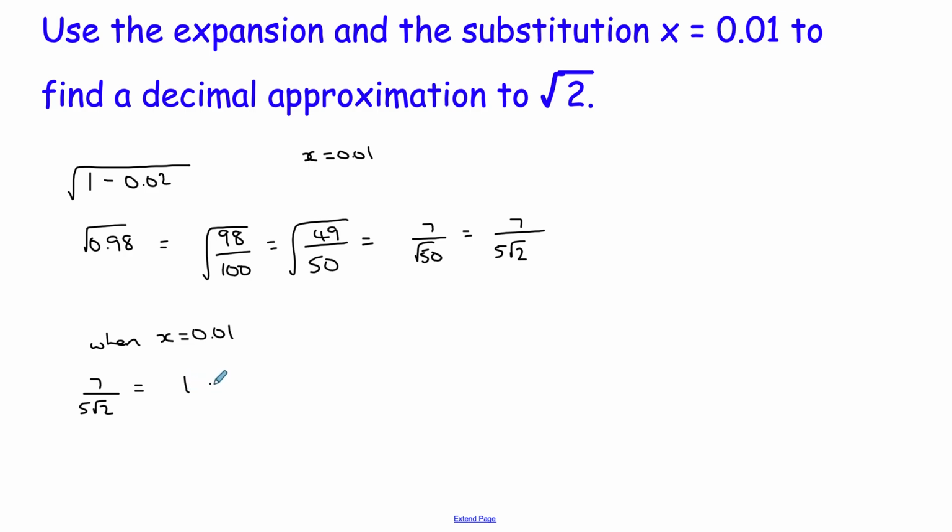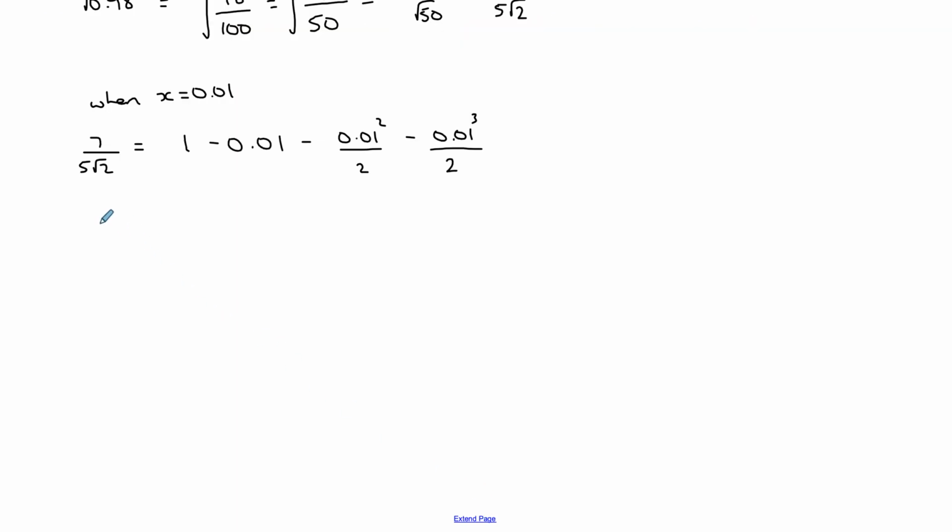So it's 1 minus x squared over 2 minus x cubed over 2. So I can now use the calculator to work this number out. Okay, I've typed all that in and I've got an answer. I've got a decimal answer.